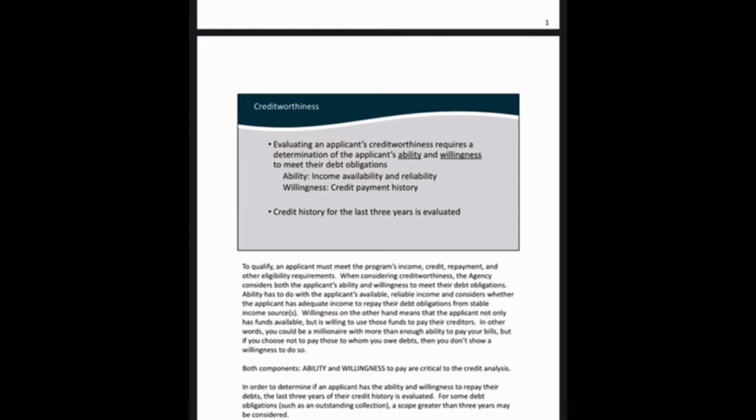They said the credit history for the last 3 years is evaluated. They will look at the past 3 years. If it's a large collection, they will look into it to try to find out what is going on. If you have a collection that is older than 3 years, they may need an explanation letter to find out what was going on.